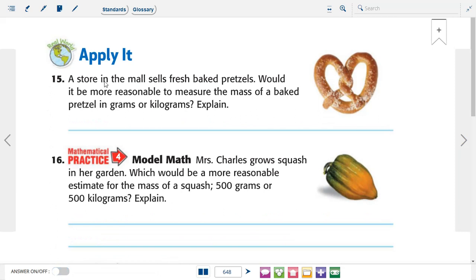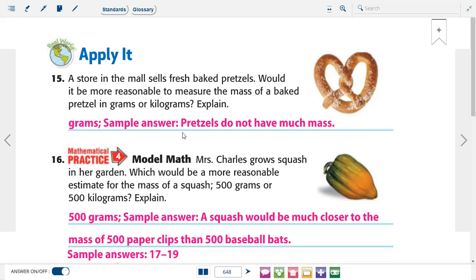A store in the mall sells fresh packed pretzels. Would it be more reasonable to measure the mass of a packed pretzel in gram or kilogram, and explain? This is the pretzel. A store is selling them. So does it make sense to say that this pretzel weighs a kilogram or a gram? Yes, gram. So pretzels do not have much mass. That's why we're going to measure them using grams.